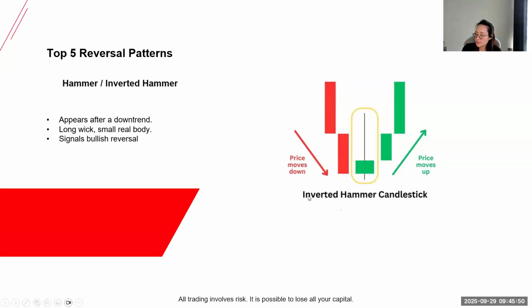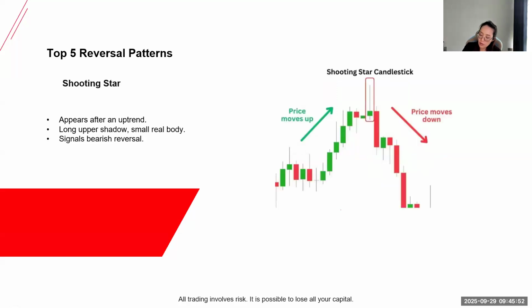Okay. Shooting star. I think I saw it in gold. Okay, I'm gonna show you later. So they say that the shooting star appears after the uptrend, with a long upper wick or shadow and a small real body, signaling a bearish reversal.